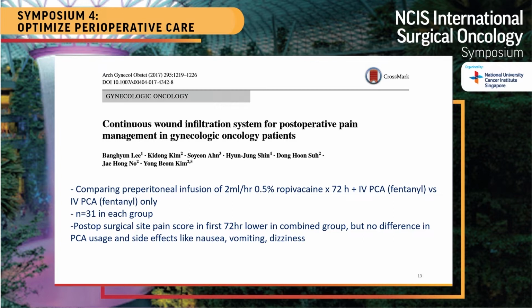They found that post-op surgical site pain score for the first 72 hours was lower in the combined group, which is throughout the duration of the pre-peritoneal infusion, but no difference in PCA usage and side effects such as nausea, vomiting, dizziness. So in the discussion, it was mentioned that the difference in BMI in both groups and patient selection bias may have contributed to these results.